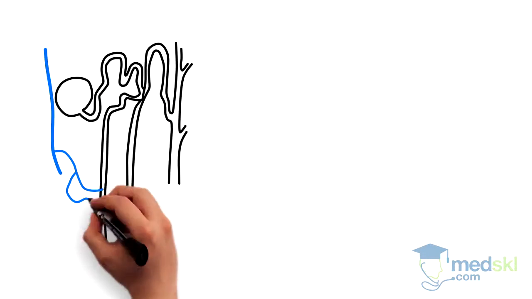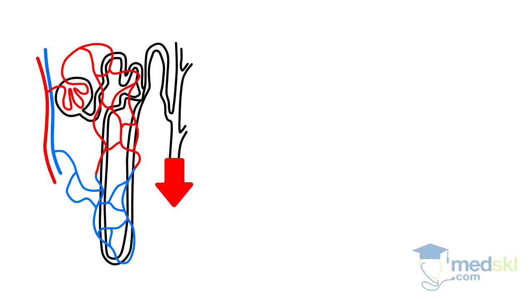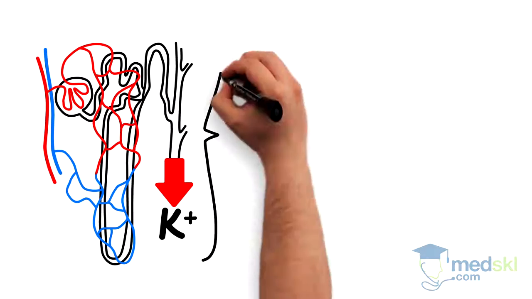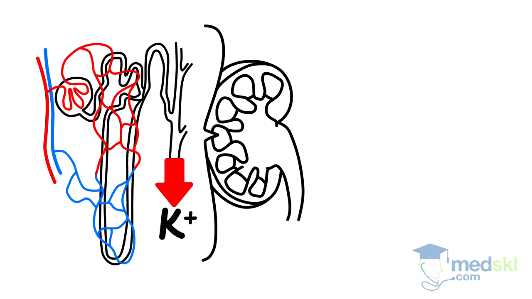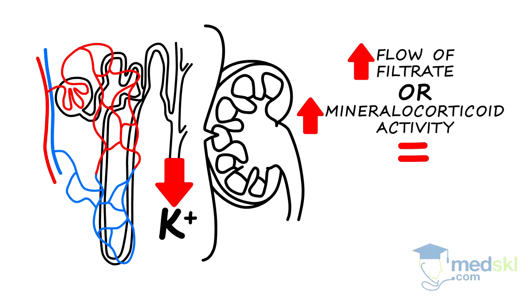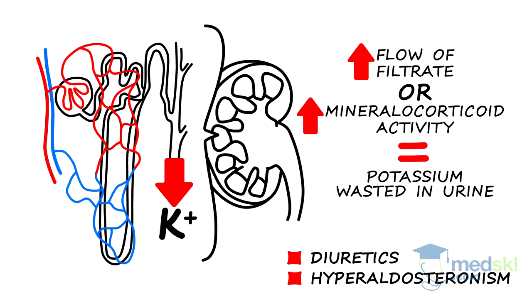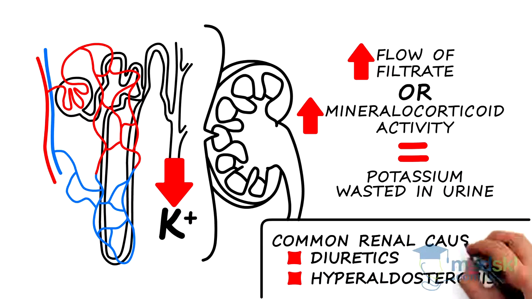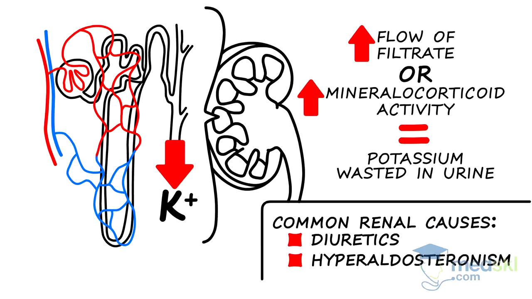Hypokalemia is most commonly caused by a loss of potassium-rich fluids from the body. The kidneys are responsible for the majority of potassium excretion. An increase in the flow of filtrate or a rise in mineralocorticoid activity can cause more potassium to be wasted in the urine. Diuretics and hyperaldosteronism are common renal causes of hypokalemia.